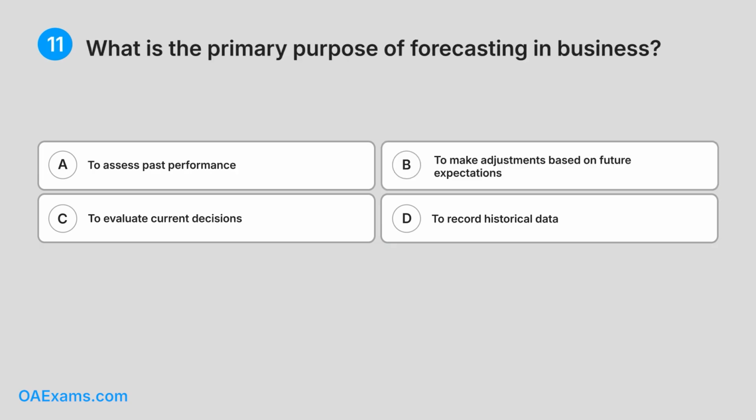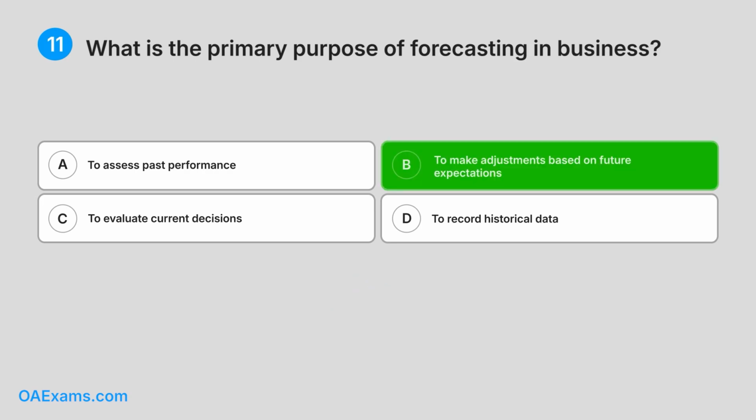11. What is the primary purpose of forecasting in business? A. To assess past performance. B. To make adjustments based on future expectations. C. To evaluate current decisions. D. To record historical data. What do you think is the answer? Correct answer: B. To make adjustments based on future expectations.